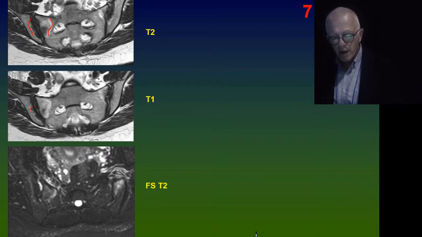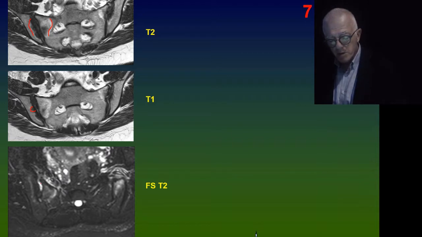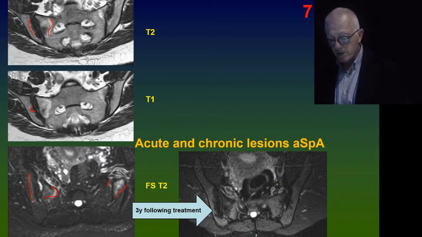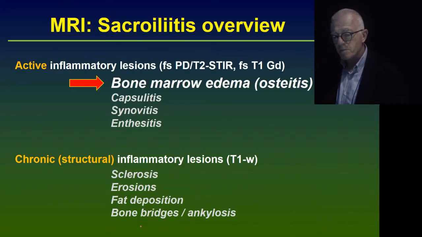You see here an erosion, but T1 is not able to pick up the bone marrow edema. Here we see that this lady has bone marrow edema, extensive on both sides of the sacroiliac joints, and therefore we have acute and chronic lesions. And after 3 years of treatment with anti-TNF, you see that there is no bone marrow edema. There is no active lesion, in keeping with the clinical improvement of this patient.